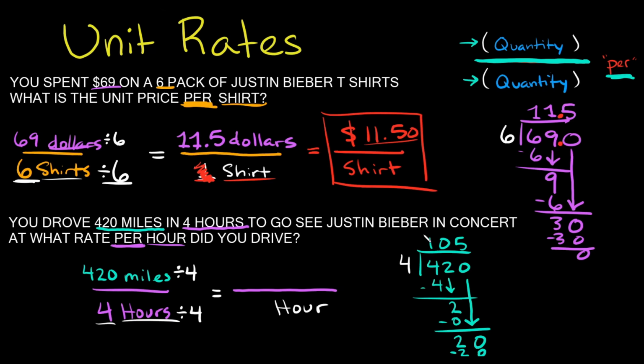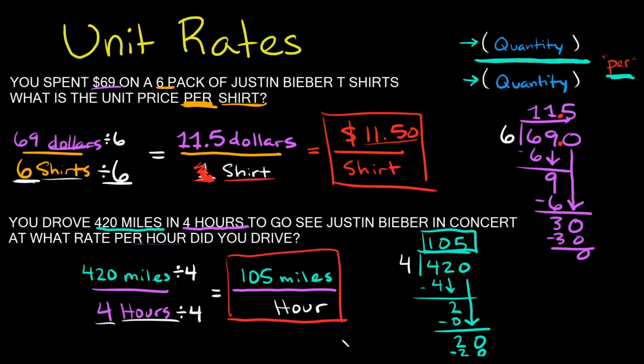So our answer up here is 105, okay? So that's what I'm going to put up here. So 420 divided by 4 is 105. Okay, and remember, you keep your units the same, so miles up here, so keep miles up here. All right, so this would be your final answer, 105 miles per hour.